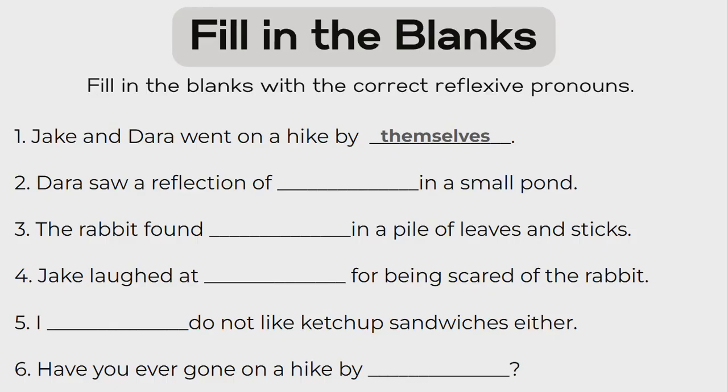All right, let's look at number 2. Dara is the subject of my sentence, and if you didn't know if Dara is a girl or a boy name, so you weren't sure which reflexive pronoun to use, that's okay. I'll tell you that Dara is a woman's name. So Dara saw a reflection of herself. Again, I will read number 2. You repeat it for fluency practice. Here we go. Dara saw a reflection of herself in a small pond.